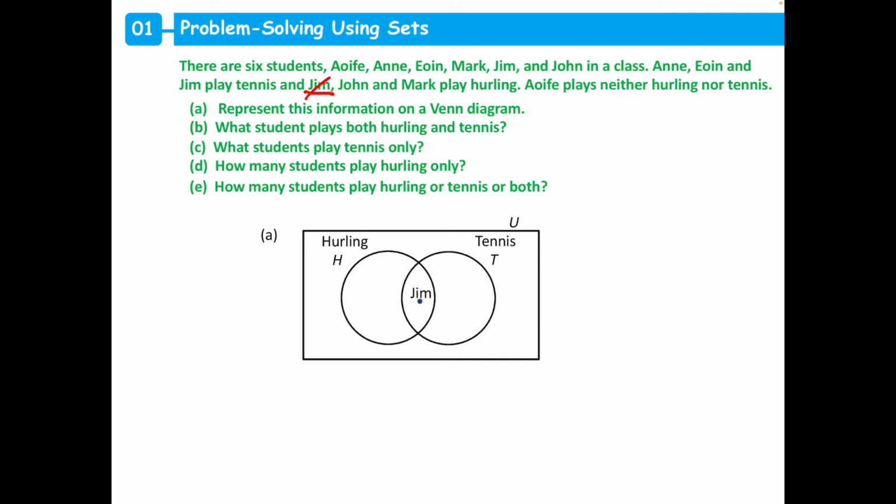Now we want the students who play hurling. We're left with John and Mark playing hurling. The students playing tennis are Owen and Anne. And then we have Eva who plays neither, so Eva will go outside.